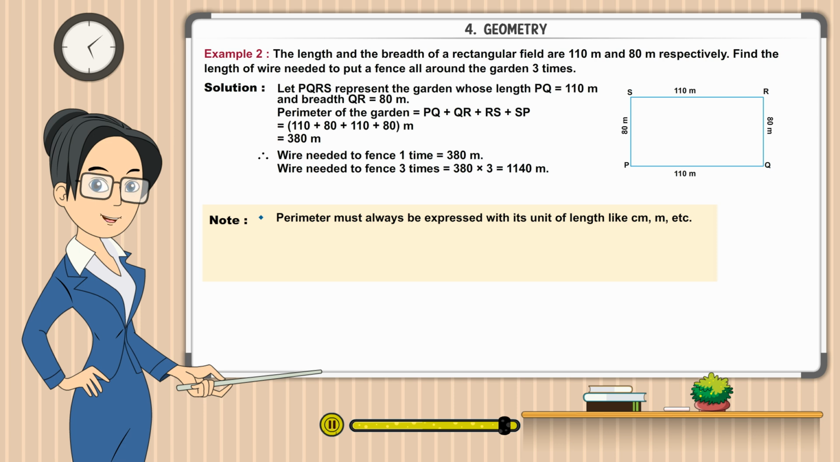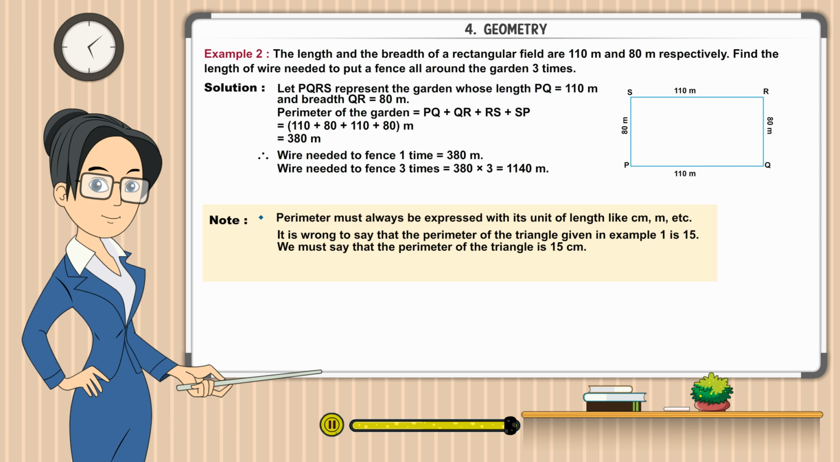Note, perimeter must always be expressed with its unit of length like centimeter, meter, etc. It is wrong to say that the perimeter of the triangle given in example 1 is 15. We must say that the perimeter of the triangle is 15 cm. Lengths of the sides mentioned in the figures in this chapter are not realistic.